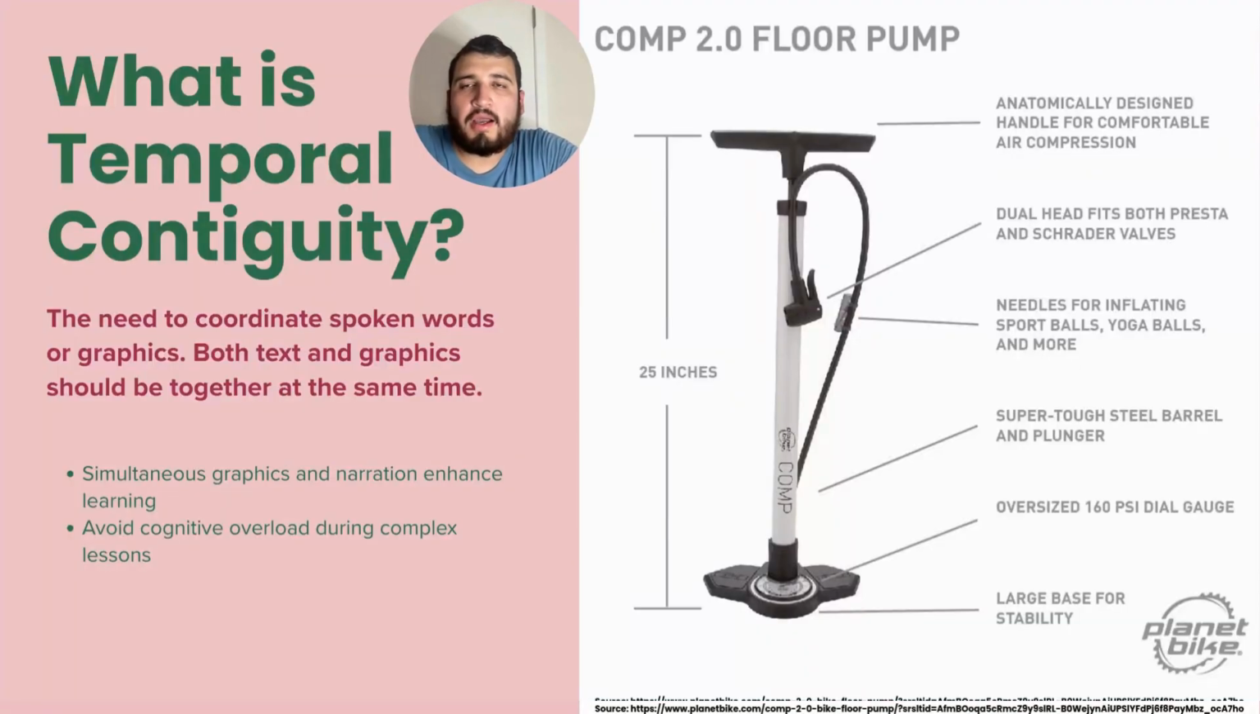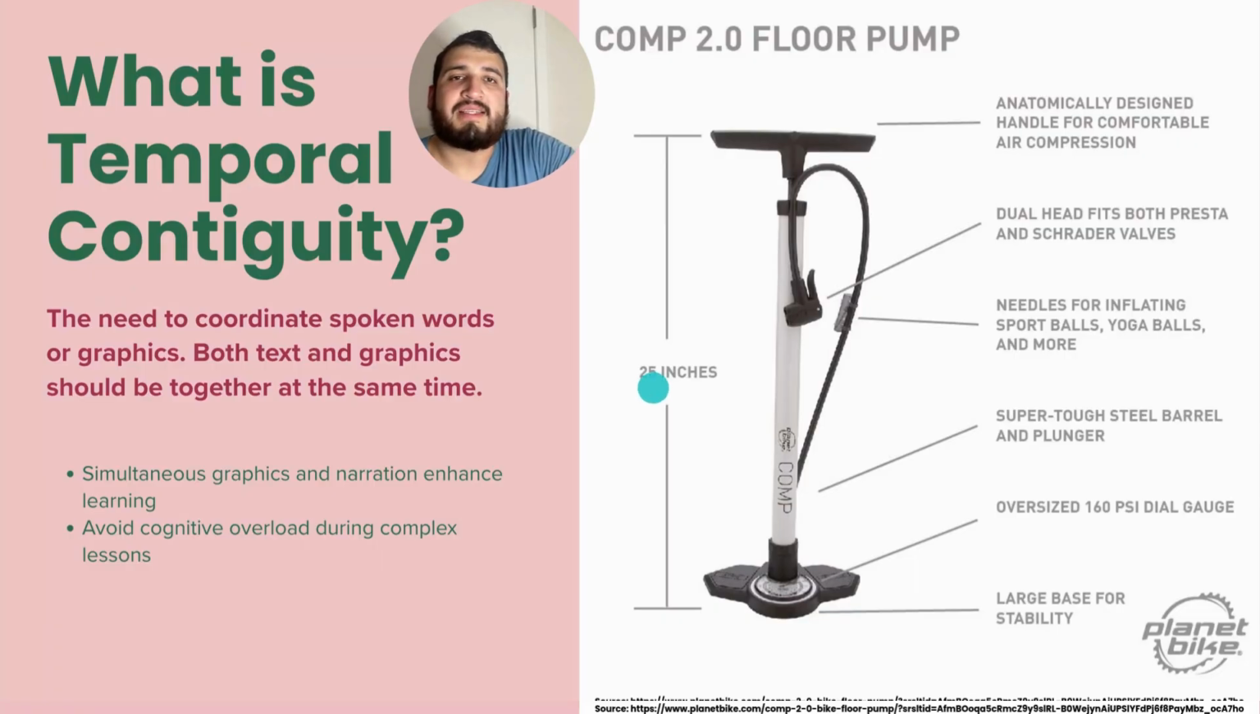So let's go ahead and talk about what temporal contiguity means. The temporal contiguity principle is simple. When a visual or animation is shown, the narration describing it should occur at the same time. For example, if an animation shows the steps of a bicycle pump, the narration should describe each step as it happens, rather than before or after. This makes it easier for learners to connect words and visuals.